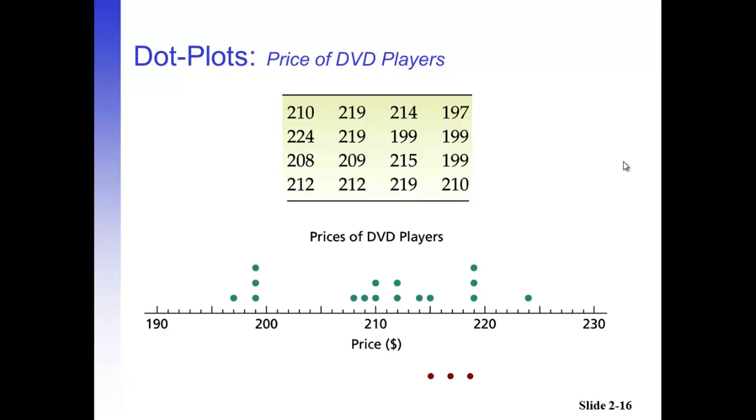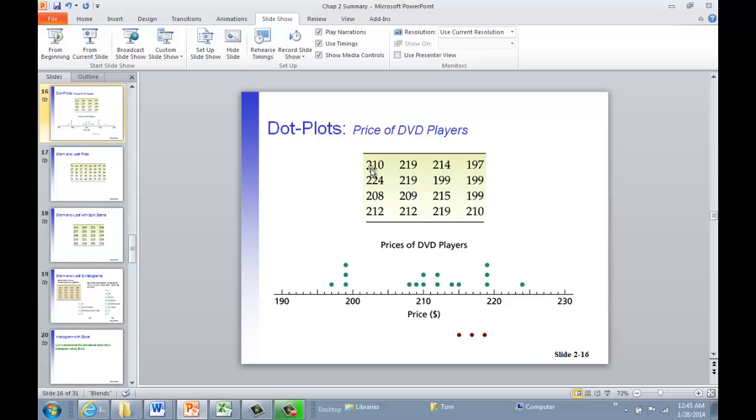These were the price of DVD players, apparently from some time ago, from various retailers, and these are the data that were collected. The way these data can be represented is to first of all draw a number line and then to place a dot over the number line corresponding to each observation. So for instance, this 210 is represented by a dot over the 210 here.